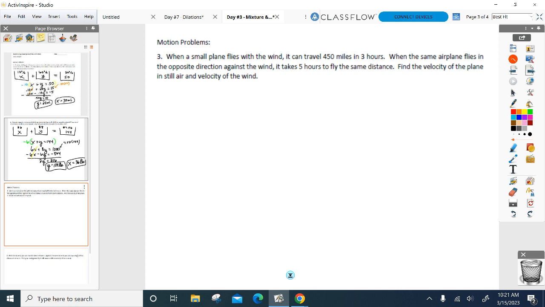Plane speed. It can go with the wind. You guys see how far it can go and the timing. And then when it's going against, it takes 5 hours instead of 3. So how fast is the plane going and how fast is the wind going?